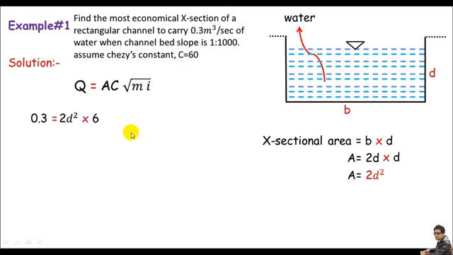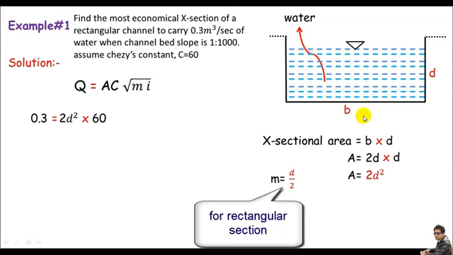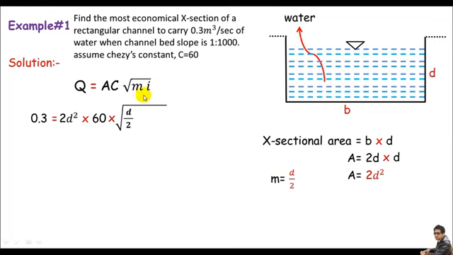The constant is given as 60, times the square root of the hydraulic mean depth. Remember, the hydraulic mean depth will be half of the depth, because this is a nice term for the most economical section. So the square root of half of the depth times I. I is the gradient or bed slope, which is given as 1 in 1000. I can also write this in fraction form, like 1 over 1000. Let's do some maths: discharge equals 2 times 60, which is 120, so 120 D square.